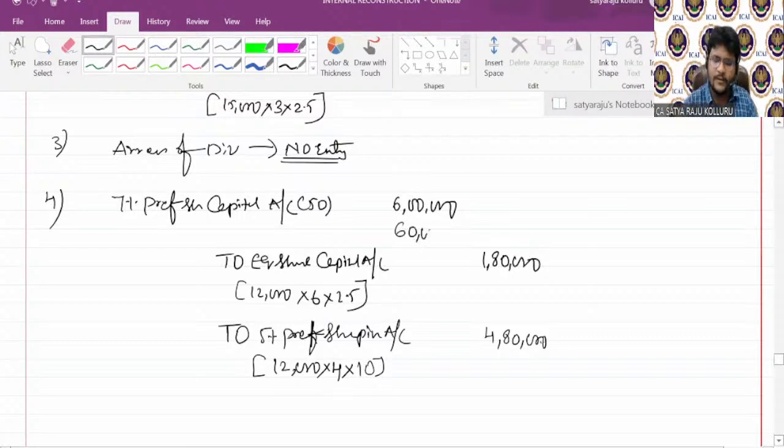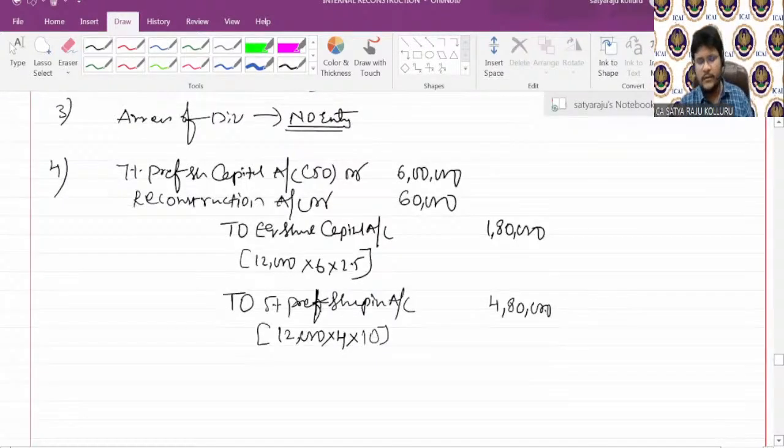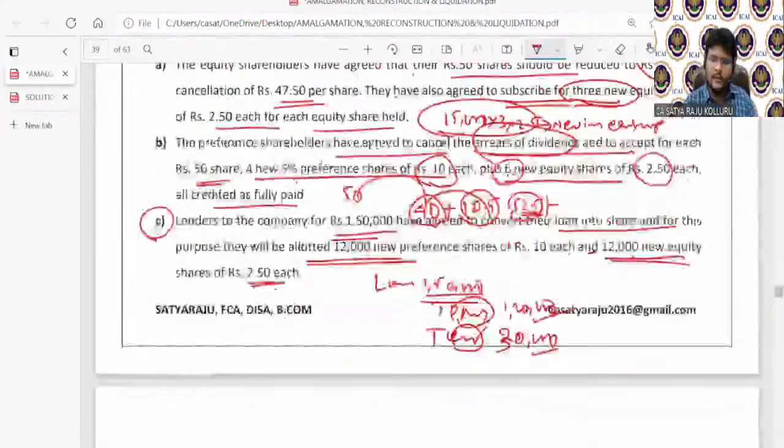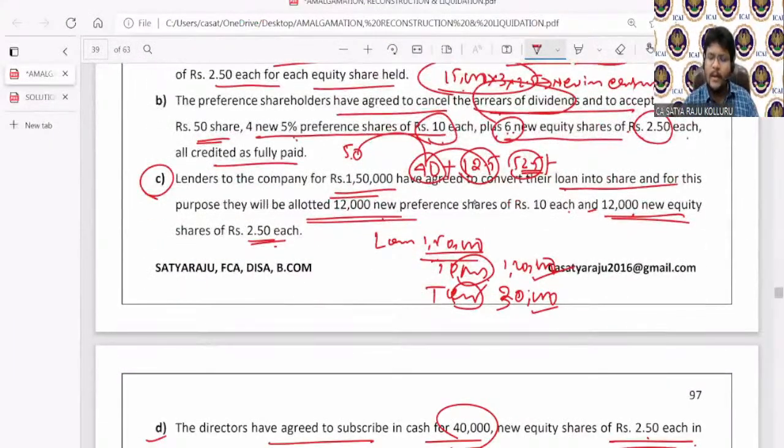The excess of 60,000 you can transfer to reconstruction. Here reconstruction is loss, guys, not profit. Here reconstruction is loss. Because for 6 lakhs, you are paying 6,60,000. That's why you are incurring a loss of 60,000. Okay. Next, come to point number C.